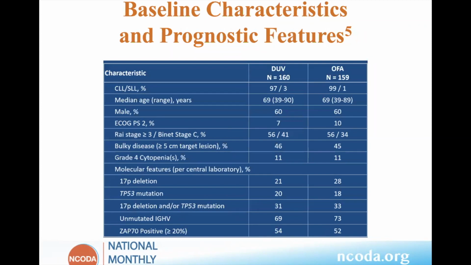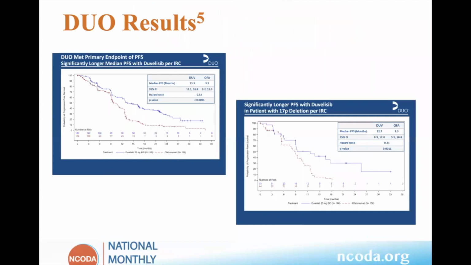Next slide. So results are shown here. Copiktra actually extended the median progression-free survival to 13.3 months versus 9.9 months for the ofatumumab arm, and this was evaluated by an independent review committee. Patients with the 17p deletion were also shown, which is shown on the chart on the right. These patients also showed a longer progression-free survival with the median PFS of 12.7 months compared to 9 months for the ofatumumab arm. Next slide.